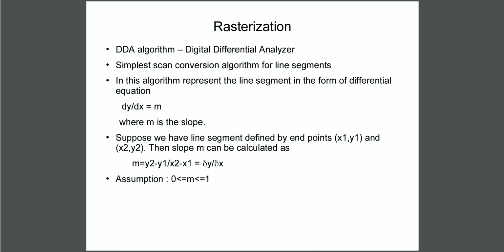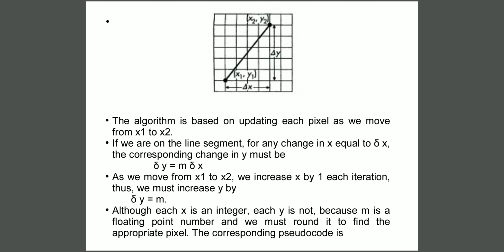In this algorithm we need to make an assumption that the slope value should always lie between 0 and 1 and should not exceed 1. Now by considering the vertices of a line segment, that is x1 y1 and x2 y2, we'll try to understand the DDA algorithm. Behind the line segment we can observe a grid. We can assume that grid is either a display or a frame buffer. As we know, on the display and on the frame buffer we have a collection or an array of pixels. The smaller rectangles you are observing on the grid are nothing but the pixels.